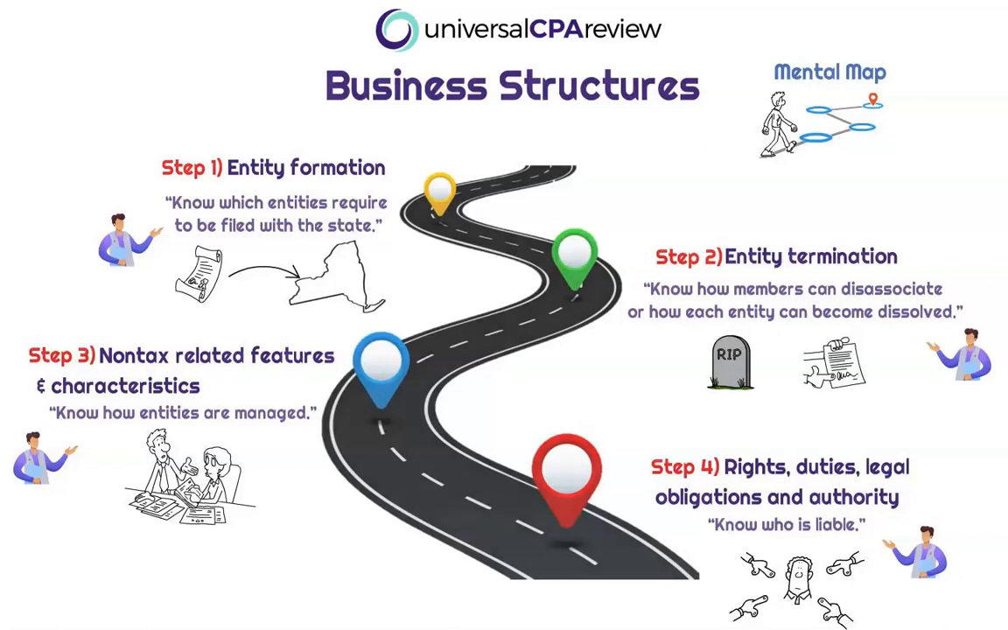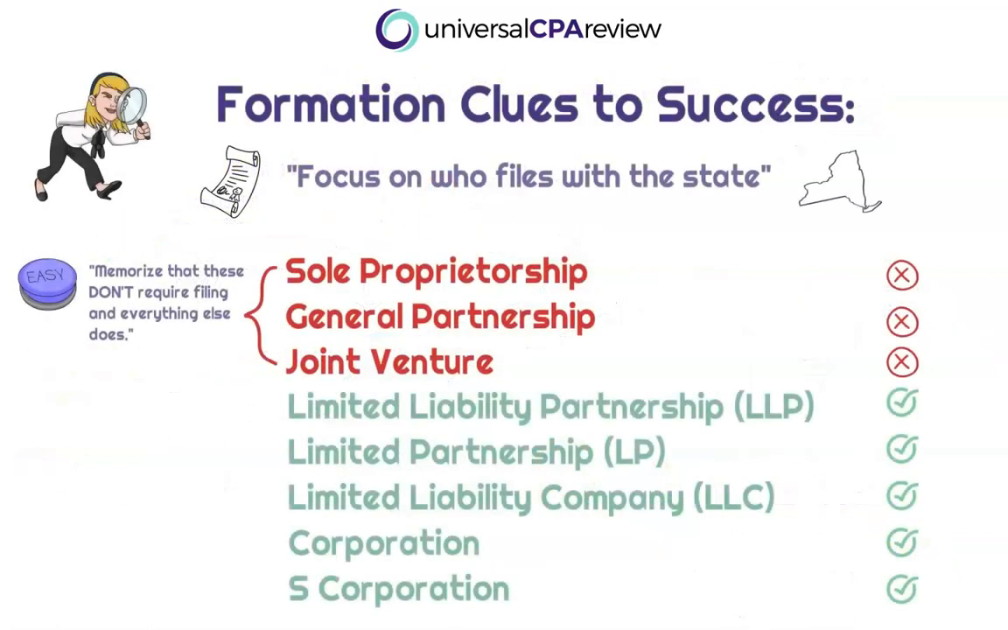So when it comes to formation, we remember 3 types of business structures will not require filing with the state. We want to focus on who files with the state in a formation type question when it comes to business structures. Sole proprietorships, general partnerships, and joint ventures will not require filing with the state. Every other business structure will. So period, end of story. If you're going to memorize, do it this way. Start with the shorter list.